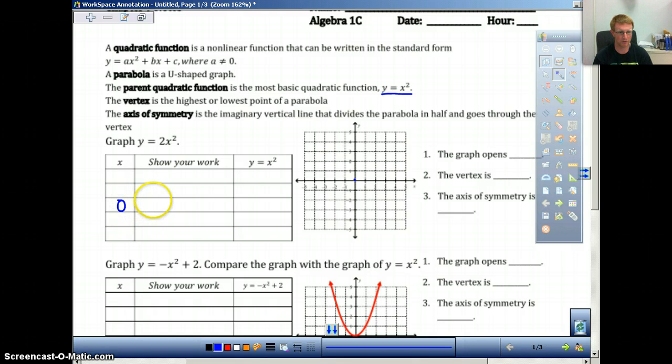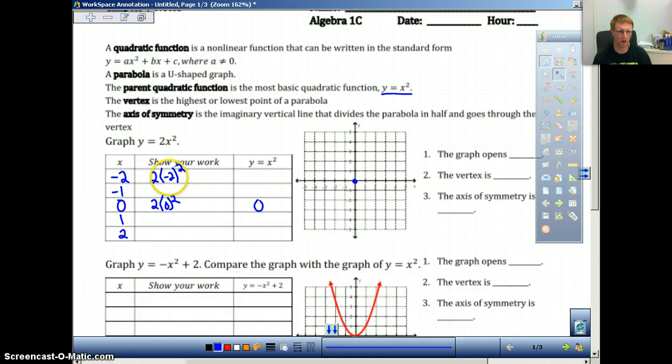So if I plug this in, I'm showing my work here, this is going to be 2 times 0 squared, which is equal to 0. So 0 comma 0 is our point. So we plot that. Now, what I do is I pick 2 points on each side of the 0. So say -1 and -2, +1, +2. And again, all I'm doing is plugging these values in. And some of these may not fit on our graph, and that's okay.